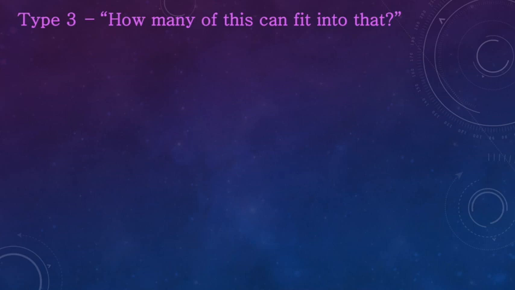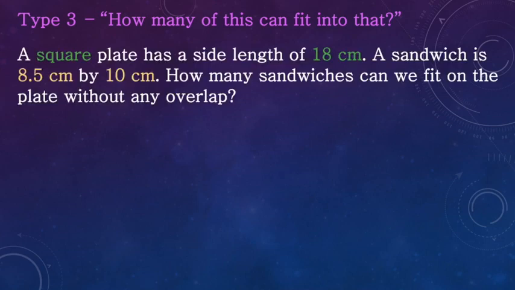Type 3. How many of this can fit into that? So a square plate has a side length of 18 centimeters. A sandwich is 8.5 centimeters by 10 centimeters. How many sandwiches can we fit on the plate without any overlap? So this essentially means we can't stack the sandwiches, okay, if we lay them flat.